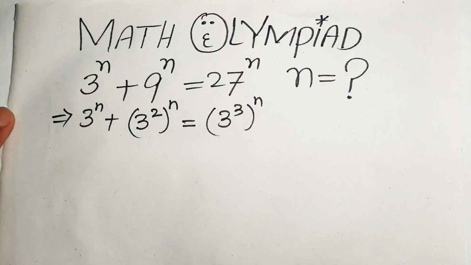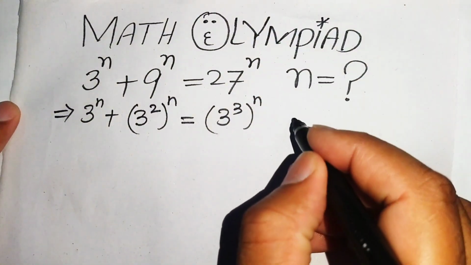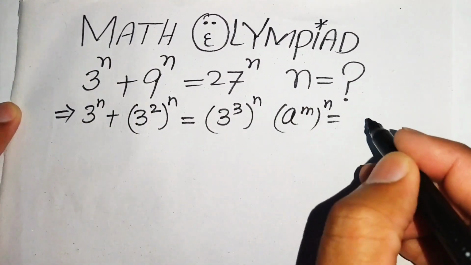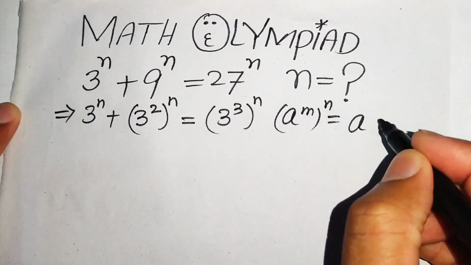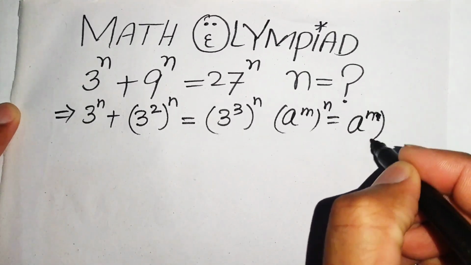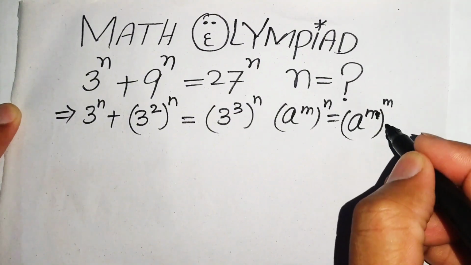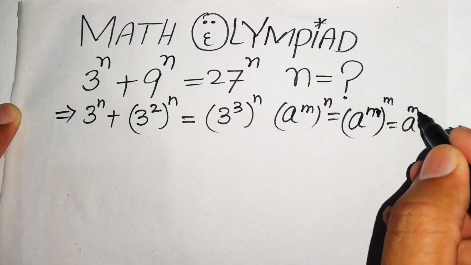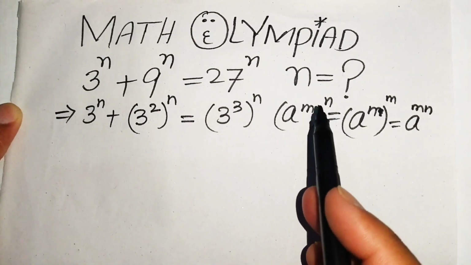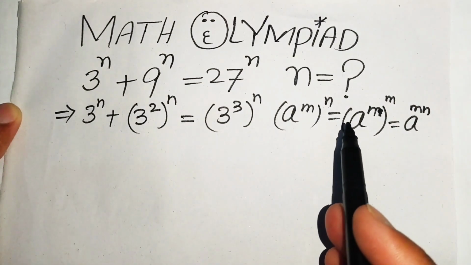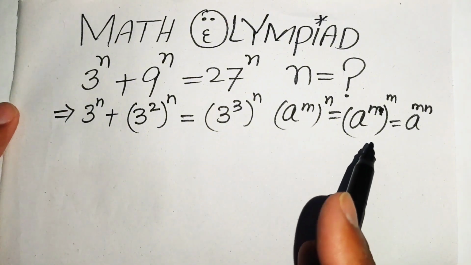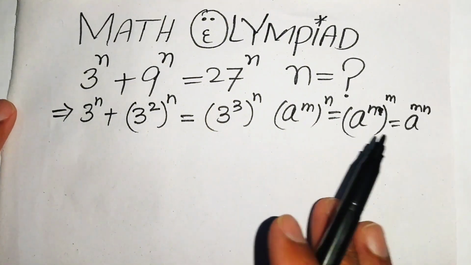And now here we use the nice exponential law, and you know about this law. If we have a to the power of m to the power of n, it equals a to the power of n to the power of m, which equals a to the power of m times n. So here we just interchange these two exponents and it will always give us the same answer, so it cannot affect our final answer if we interchange these two exponents.